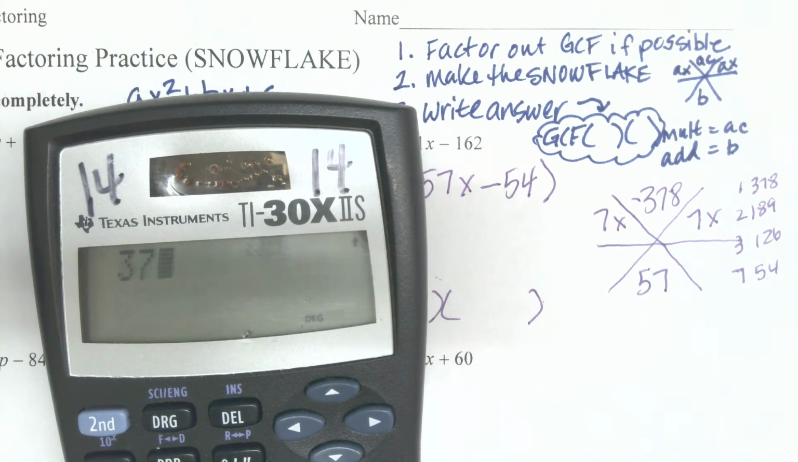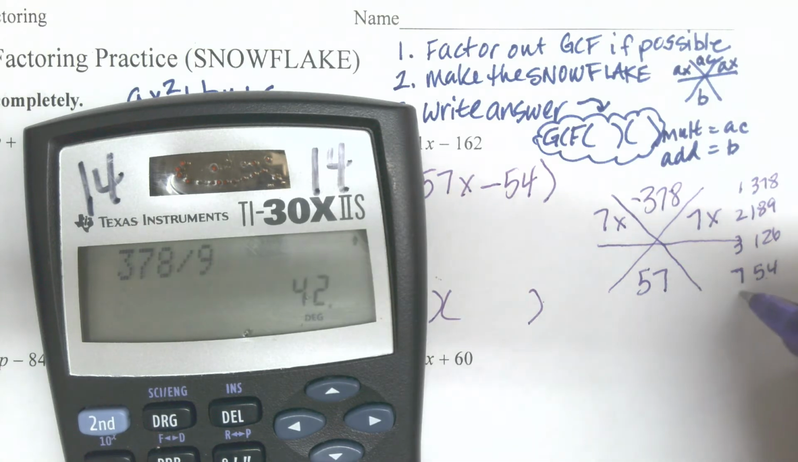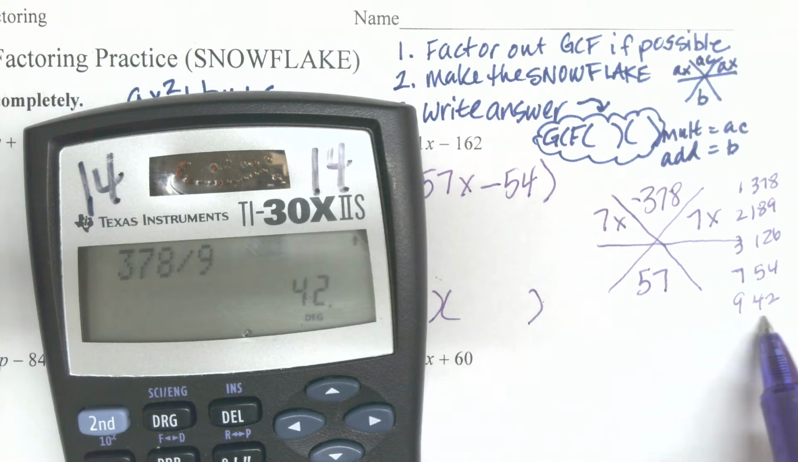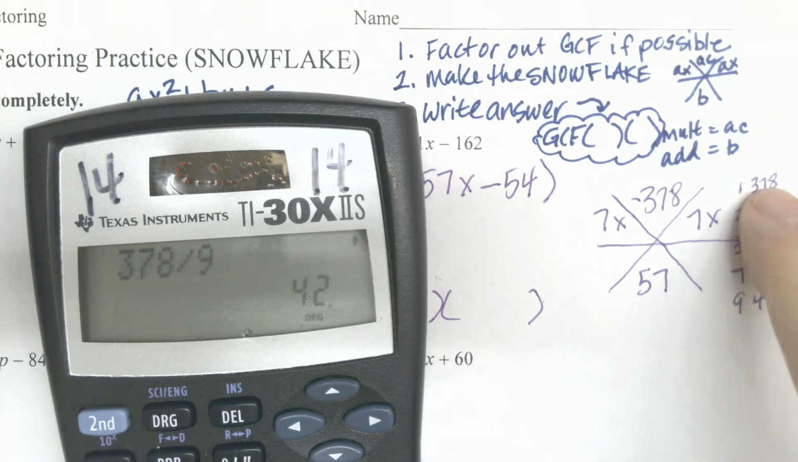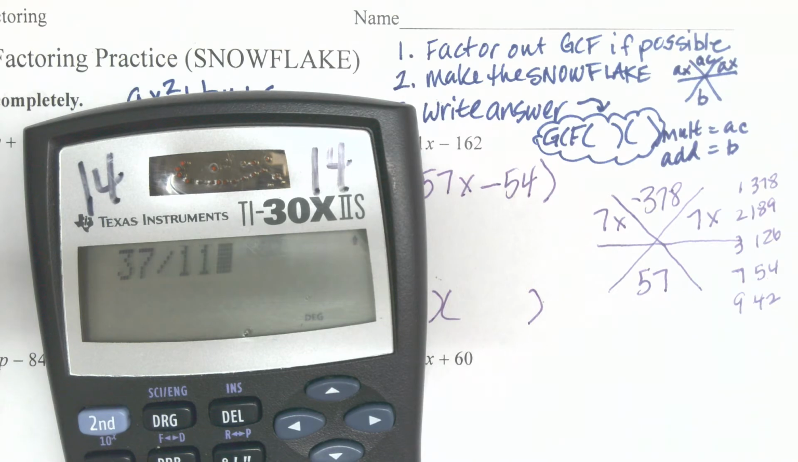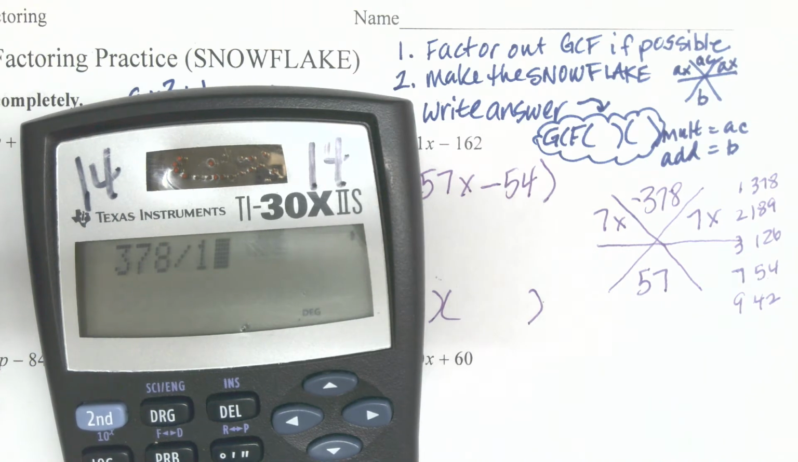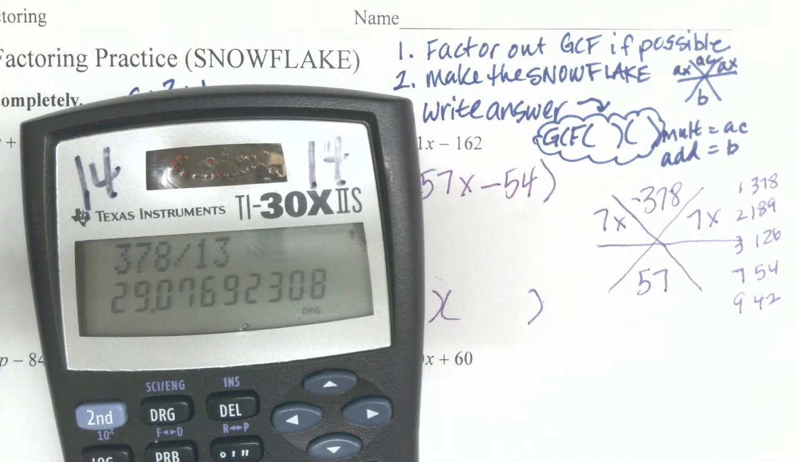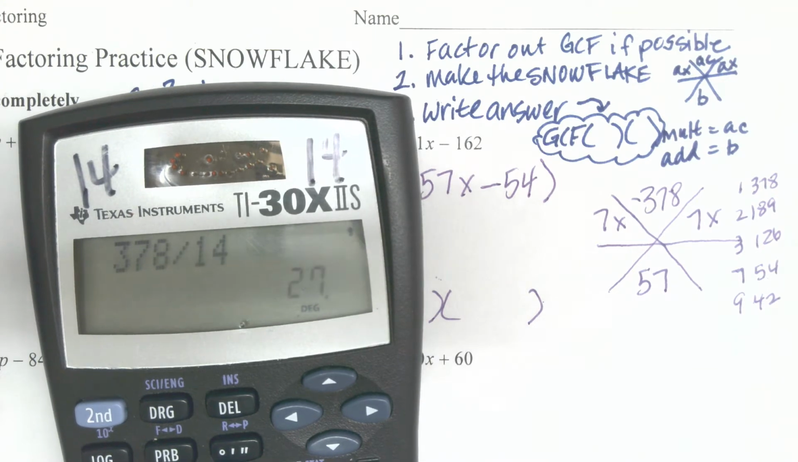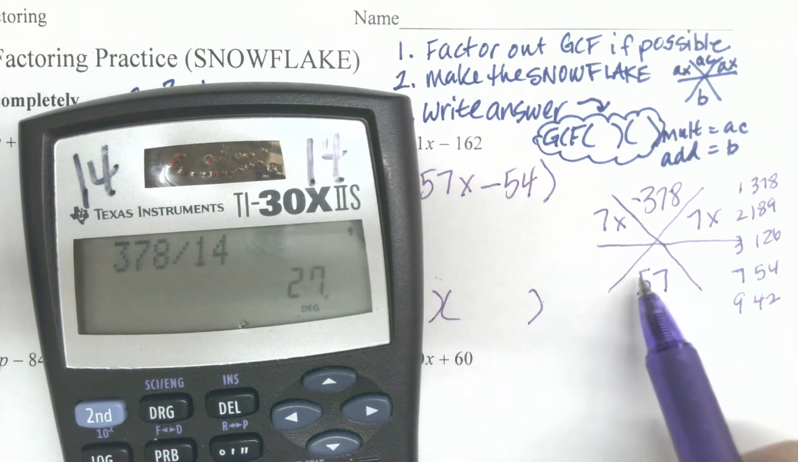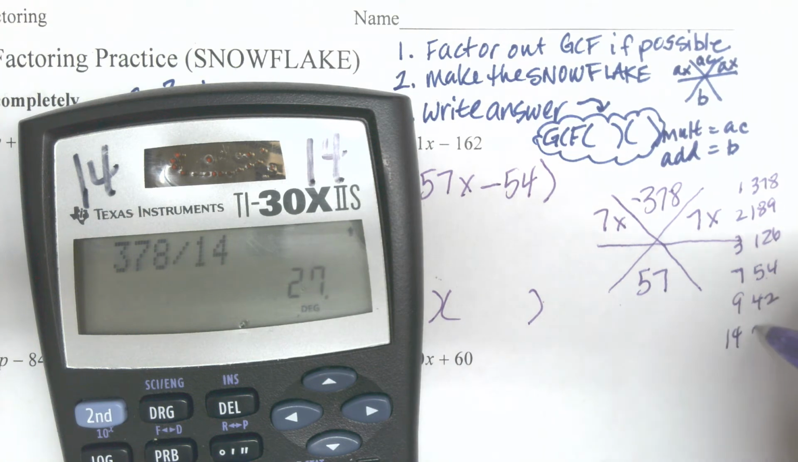8 doesn't go in. 378 divided by 9. 9 and 42. Still nothing. I know 10 doesn't go in. 378 divided by 11. Nope. 378 divided by 12. Nope. 378 divided by 13. Oops, I didn't hit that right, so I'll try it again. Nope. 378 divided by 14. 14 and 27. Looking there, I'm still not finding it.